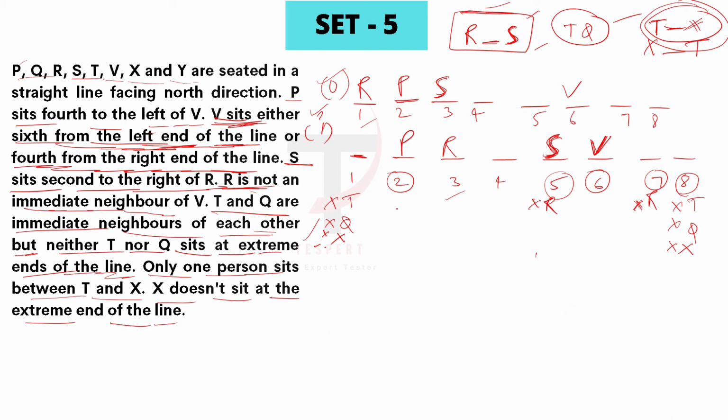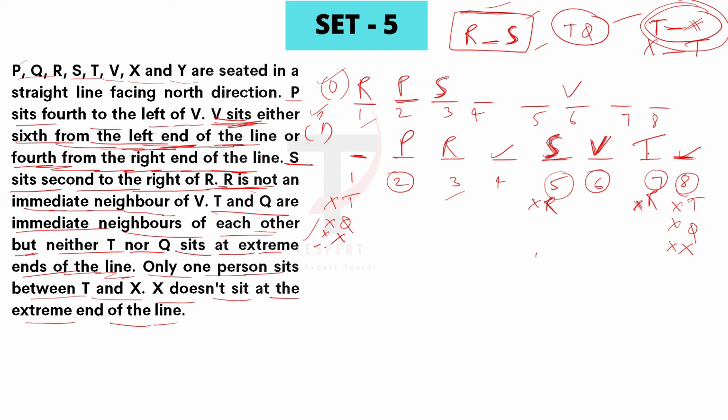Now if we consider case number 1, where can we fix this T and X? There must be one gap between T and X. Anyway, T cannot come at the 8th position. And T cannot come at the 4th position, because if T comes here, of course we will take the 5th position as vacant, but where shall we fix this X? So T must come at the 7th position. If T comes at the 7th position, where should we fix X? Because this one must be vacant, right?